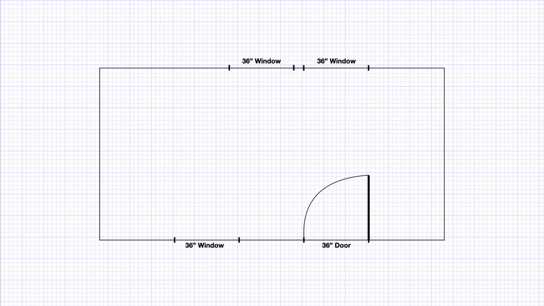All right, so the first thing that we'll do is lay out the windows and the door. If you look at the front, I've got a 36-inch wide window, and my door is 36 inches wide as well. So I wanted to kind of place them equally distant from each other and from the edges. So that's how I've got that laid out.